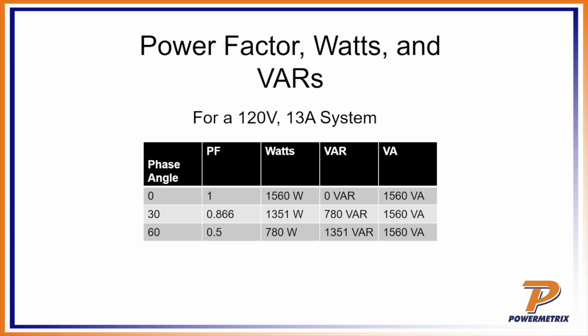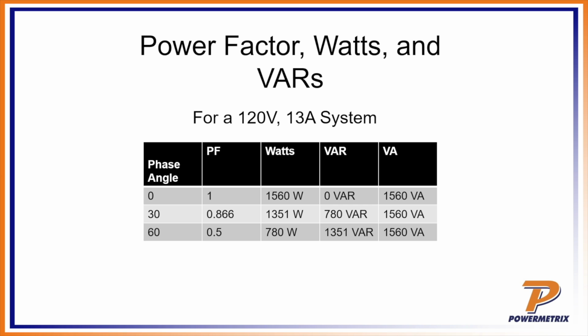And then when I go to a really bad one, when I have a 60-degree angle between my vectors there, now I've got a power factor of 0.5. So I've got only 780 watts and my VARs are 1,351. So you can see how bad that is. It makes sense that ANSI says run that one on that phantom load test, and if it can make it through that, it should be fine. So they picked a really bad one.